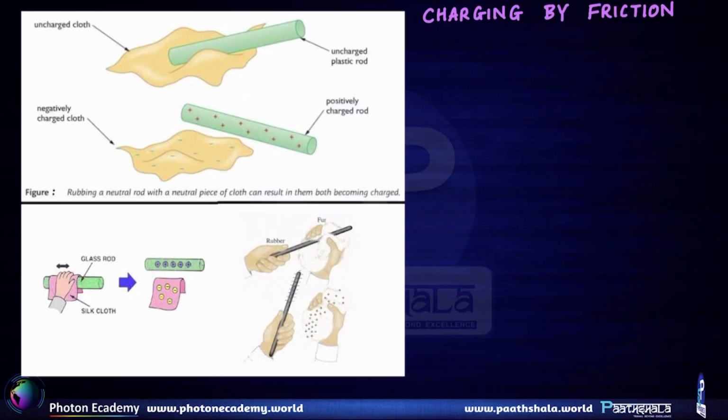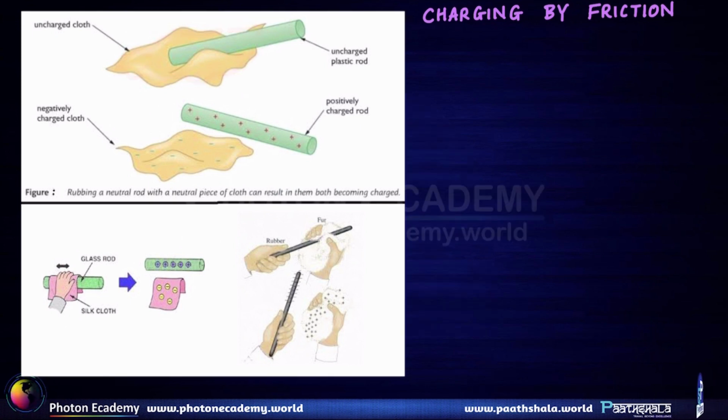There are three ways to charge any neutral body. Out of the three ways, here we are studying charging by friction. Here we can see an uncharged cloth and an uncharged plastic rod, and this uncharged plastic rod is coming in contact with the uncharged cloth. Now when we rub this uncharged plastic rod on the uncharged cloth, what do we find?